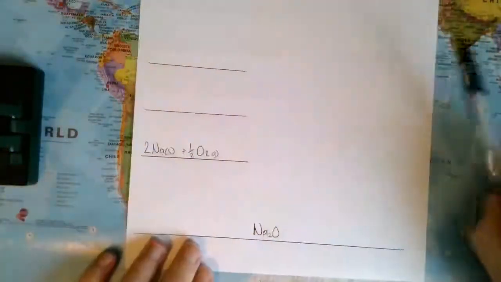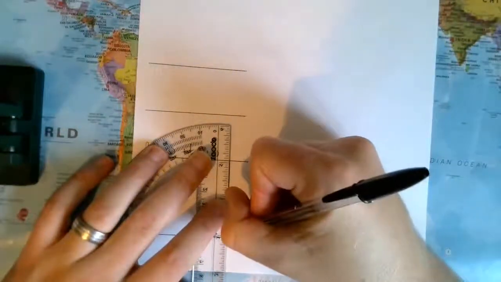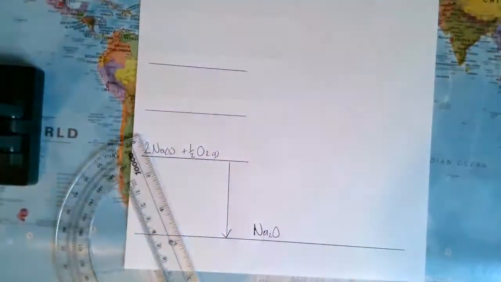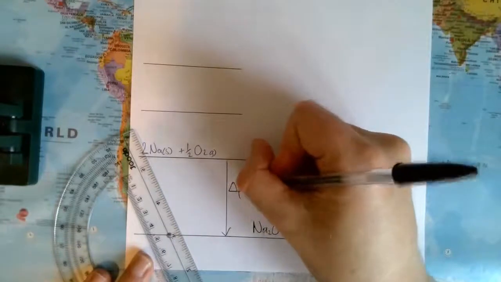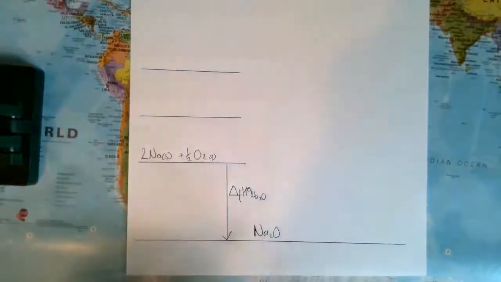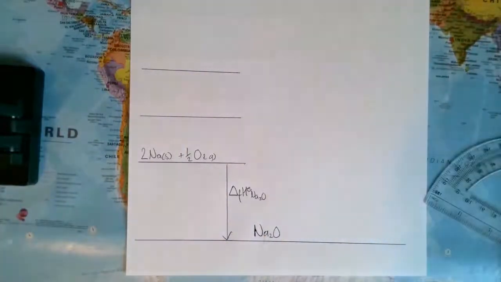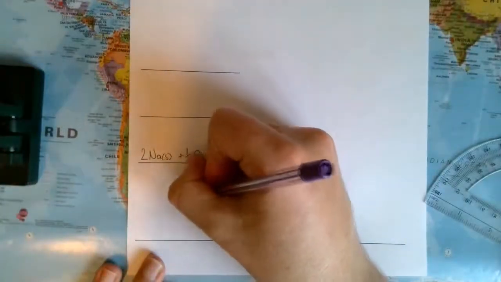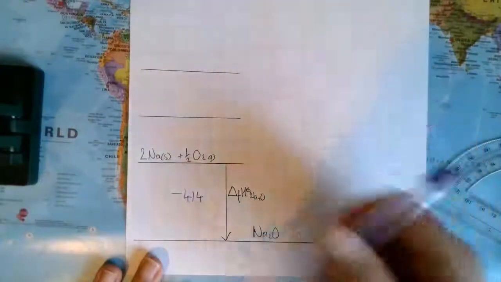Okay, so first thing that we're going to do is start off with our elements, and the formation of the ionic compound itself is going to go down there. This is going to be the enthalpy change of formation of your compound. Every time, start with that. The value given for us was negative 414, so I know that that is exothermic, so that's why I've been able to draw it going down.